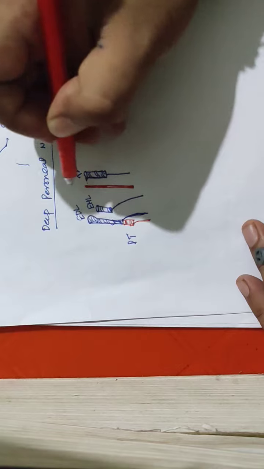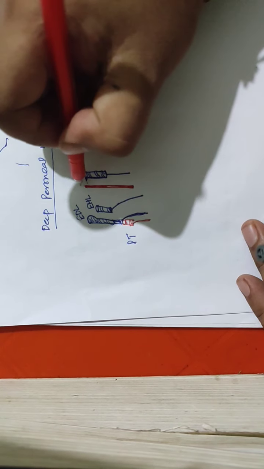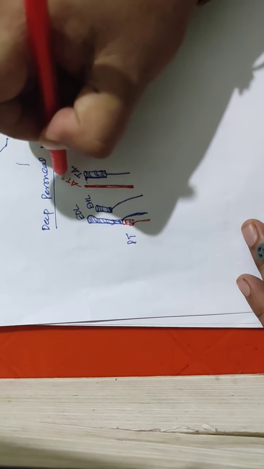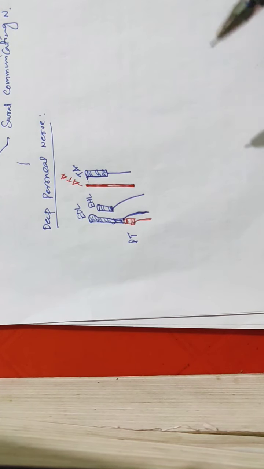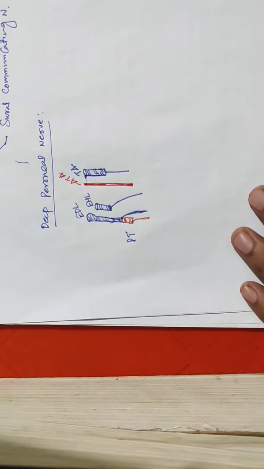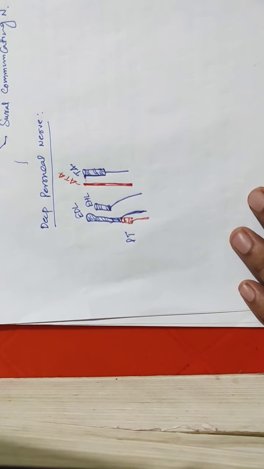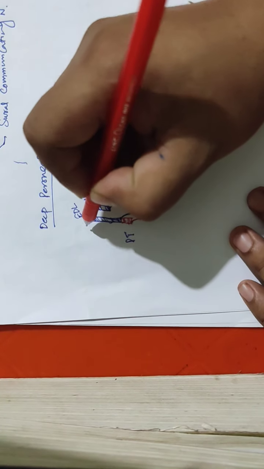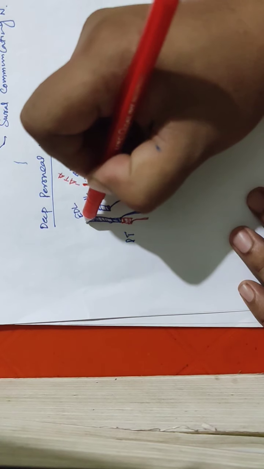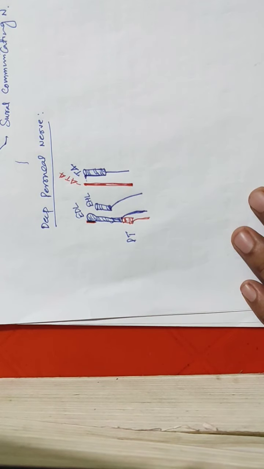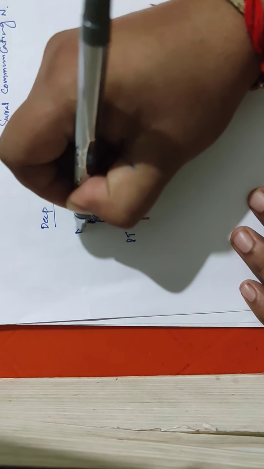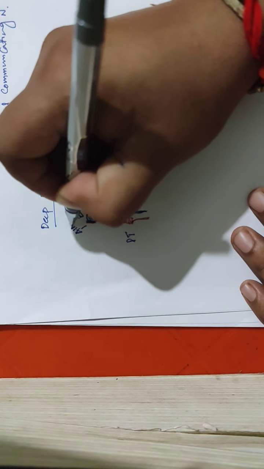See, this one is the anterior tibial artery. It is called the anterior tibial artery, and here, for the deep peroneal nerve, there is a point called the anterior intermuscular septum. Between the muscles there is a space, which is called the anterior intermuscular septum.